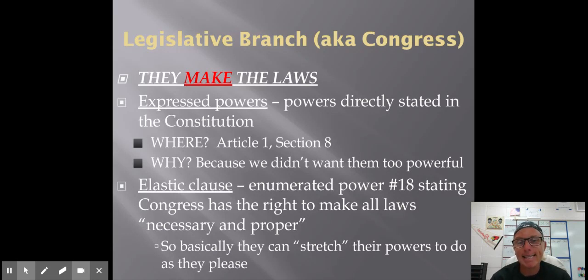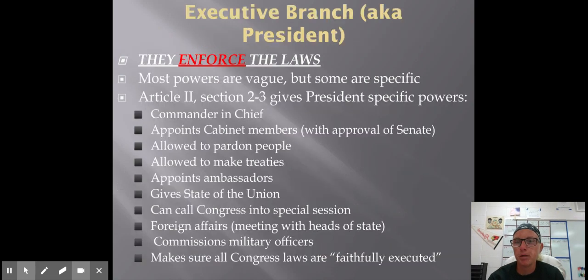However, the 18th clause of Article 1, Section 8 says that they get what's known as the elastic clause or the necessary and proper clause, which basically says if they feel like they should be doing something, they can. So it really kind of gave them a lot of power because they can pretty much stretch it however they want to do. Next is the executive branch.